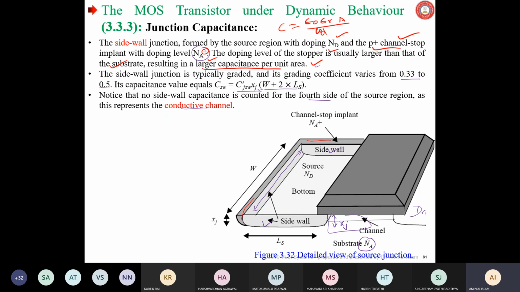Do you understand this, Himanshu Sogra? Yes, sir. So that is what is written here. It's nothing more than that, resulting in a larger capacitance per unit area.